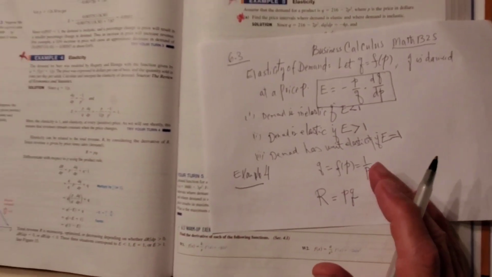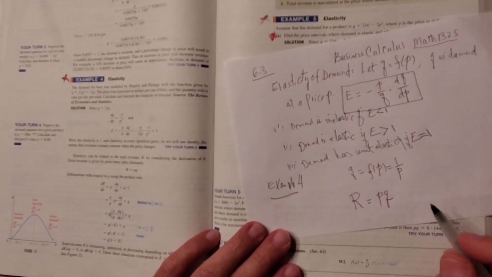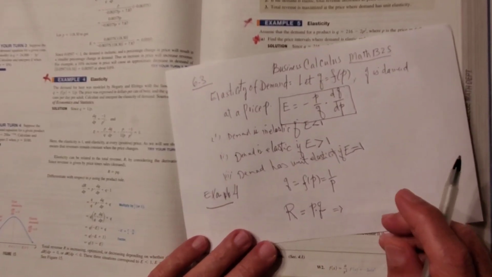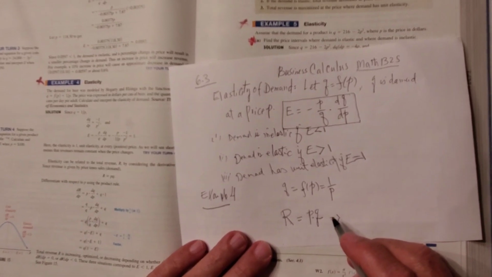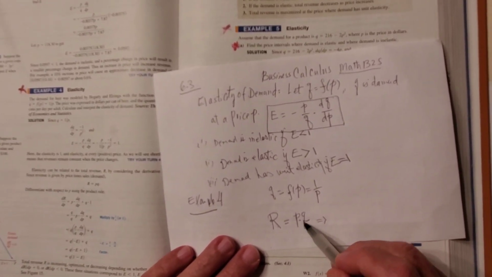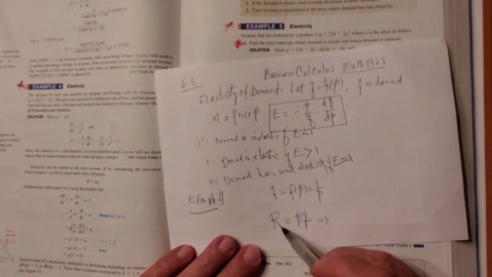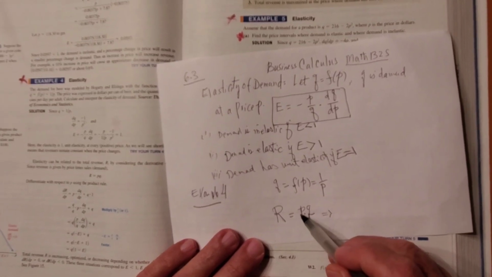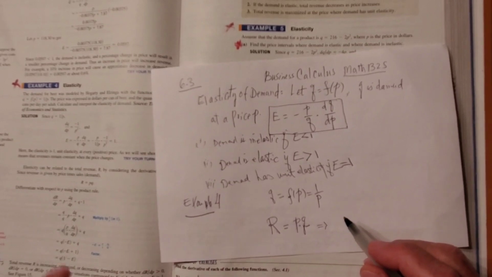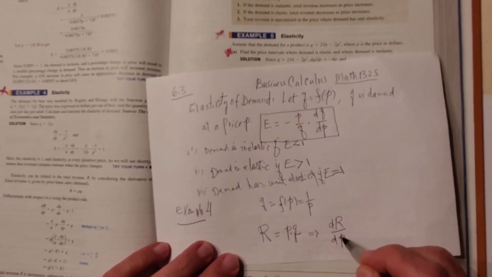Now this is PQ. If we take the derivative of this with respect to P, it is not difficult to see that we can use the product rule. The product rule says that if this is U and this is V, then for U times V the derivative is U prime times V plus V prime times U, and that will give you the derivative of R with respect to P.